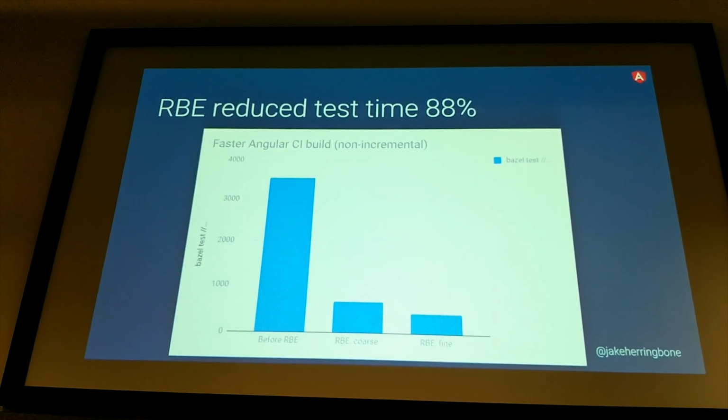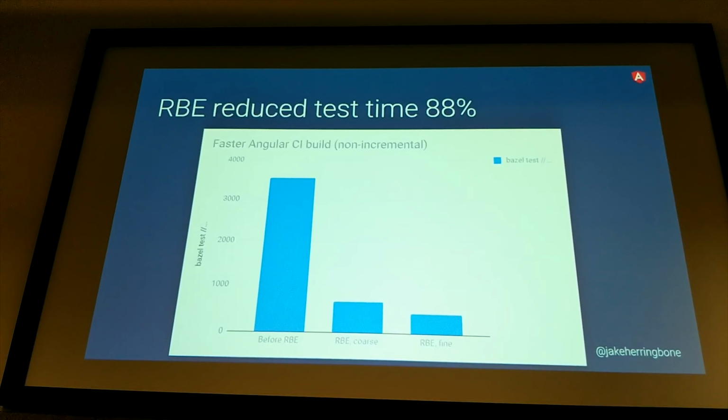So this is how slow Angular's build used to be. It's in seconds, which is not a great axis, sorry. So if you can imagine sitting for 3,500 seconds versus however many seconds it takes now. I think it went from like 6 minutes to 1 minute. And we've been improving this over time.